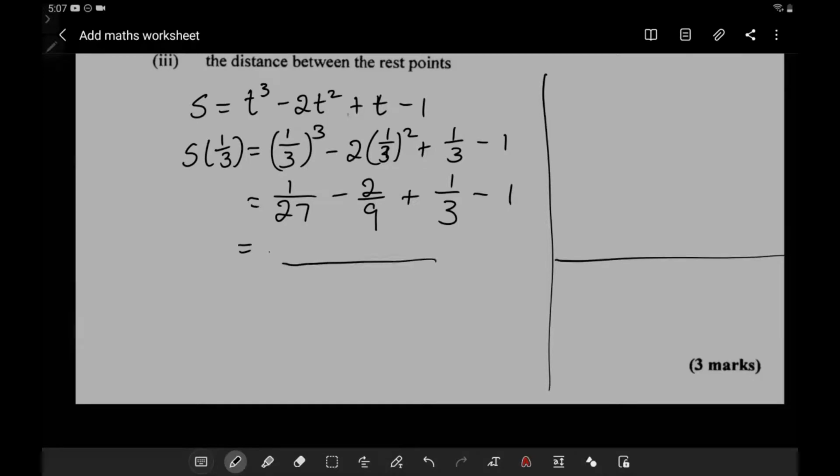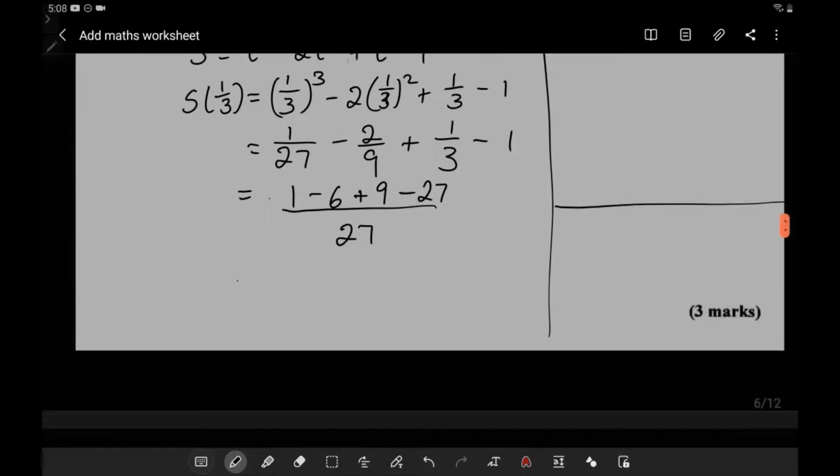everything over 27. So we have 1 minus 6, because 9 into 27 is 3, 2 times 3 is 6, plus 9, 3 into 27 is 9, 9 ones are 9. And then minus 27, because that 1 is like 1 over 1. Doing this, we get negative 23 over 27.